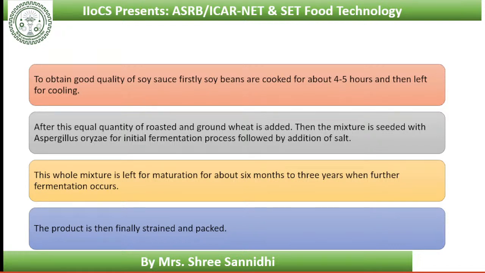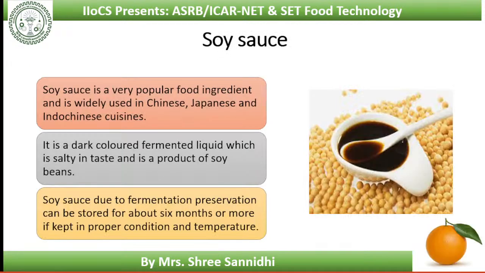This whole mixture is left for maturation for about 6 months to 3 years when further fermentation occurs. The product is then finally strained and packed. So you can see the picture of the fermented soya sauce here. It is dark in color.